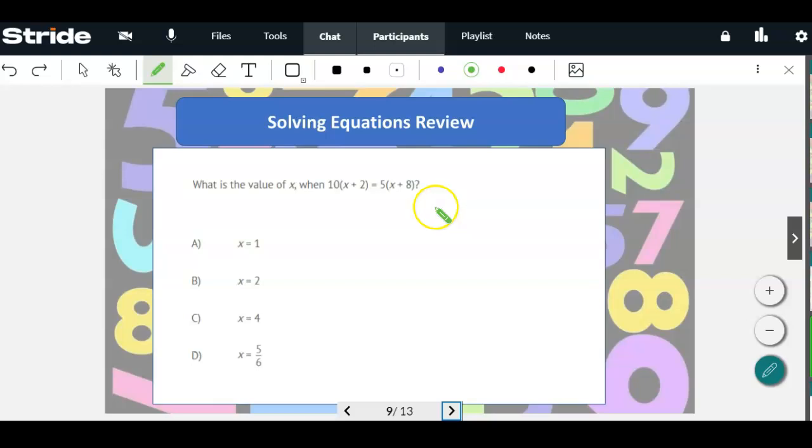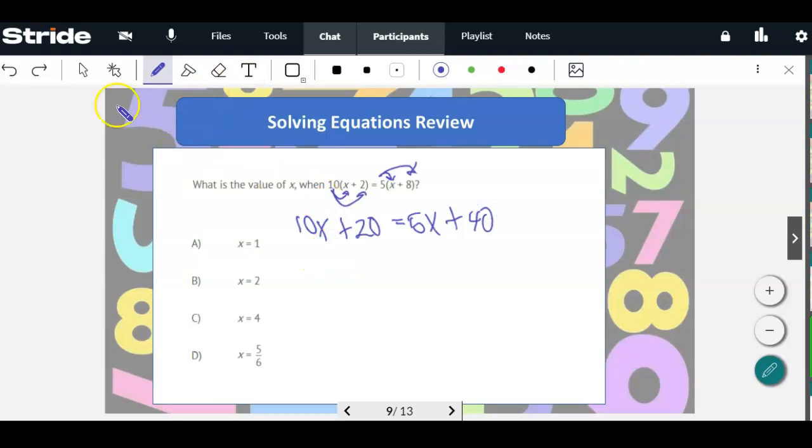All right, so what is the value of x when 10 times x plus 2 equals 5 times x plus 8? So we're going to go through the steps and then we'll put it into the calculator. You have to use the distributive property. We do 10 times x is 10x, 10 times 2 is 20. On this side, 5 times x is 5x, 5 times 8 is 40.